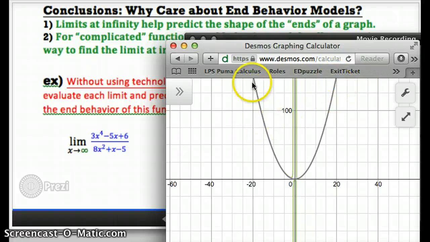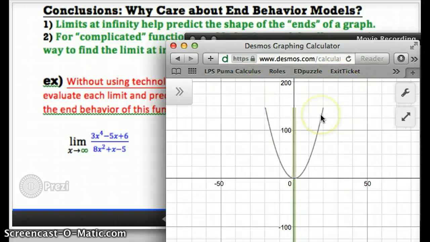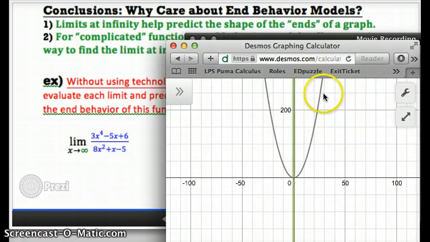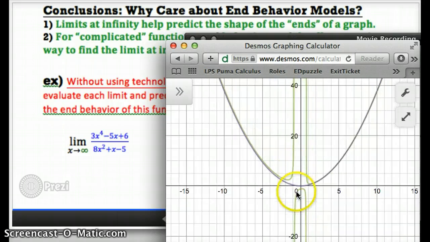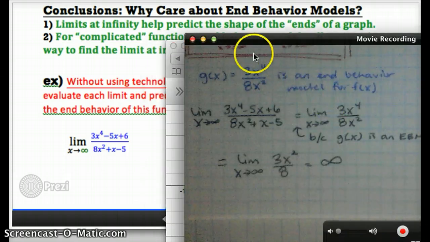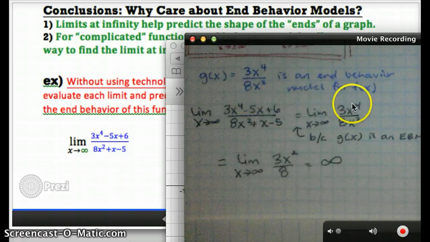And as we go towards either positive or negative infinity, the functions eventually seem to be the same, even though they were different in here. That's the whole point. An end behavior model is a simpler function that, once we get out to the extreme values, has the exact same y values, has the same behavior as our function, which is why we can use it to approximate. So, to recap, the algebraic idea is to find an end behavior model and use the end behavior model to calculate the limit.